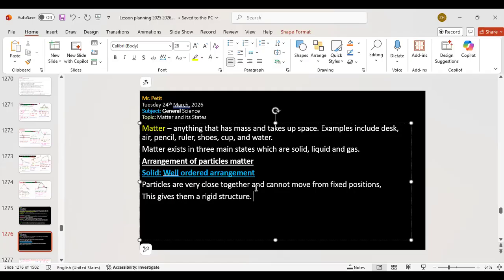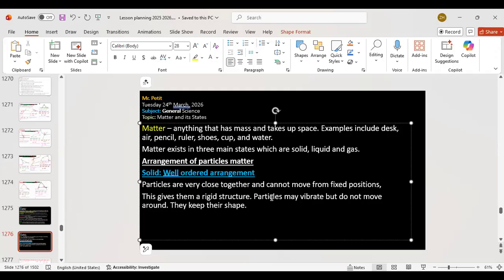Very good. So that is describing what type of state? Solid, liquid, or gas? Class, what type of state am I describing? Solid. Solid, very good. I want to hear it from 2 people. What state am I describing? Solid. Very good. So we say that for solids, they are well ordered. They have a well ordered arrangement. They're very close. They cannot move. They have a rigid structure. They may vibrate about their fixed position, but they do not move around.